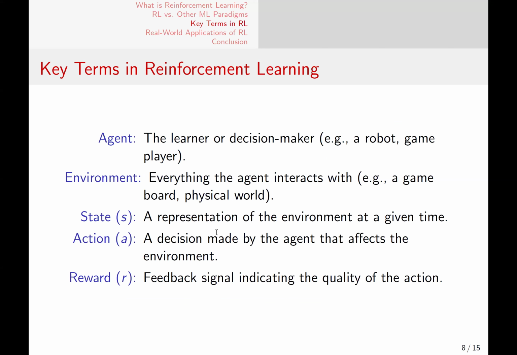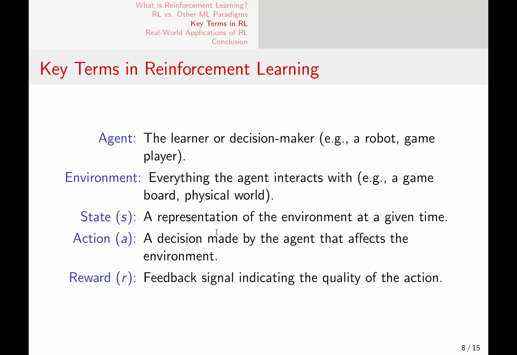First of all, you have the agent, the learner or decision maker, e.g., a robot or a game player. Just like I said before, if you're playing a snake game, you are the agent in that situation. The environment is everything the agent interacts with, e.g., a game board or the physical world. In the snake game, you have maybe something that you hold, and then the whole environment, how the game interacts with the food, the wall, its own tail. Then you have the state, which is a representation of the environment at a given time. The state may be that the snake has eaten one food and has become a bit longer. That's the state at that time.